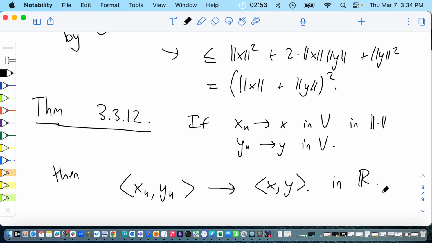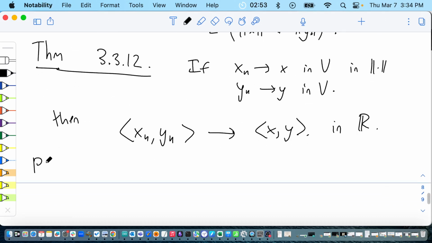So xn is converging to x, yn is converging to y. That's in the norm space V. And then the numbers, the inner products of xn and yn, converge to the number inner product of x and y in R. Let's prove it. And to prove it, you have to look at the difference. What does it mean to converge in R? It means something about the difference, the inner product of xn and yn minus the inner product of x and y.